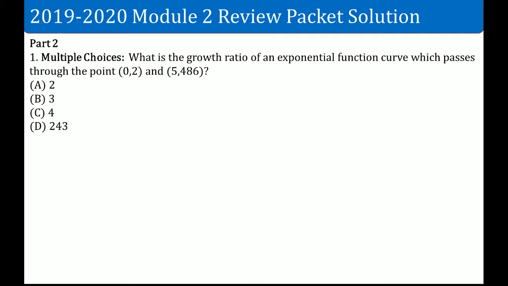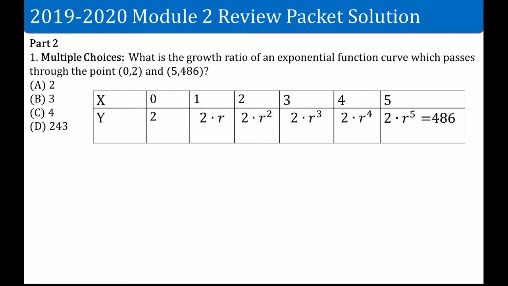Part 2, it's a multiple choice. What is the growth ratio of an exponential function curve which passes through the points (0, 2) and (5, 486)? To make it simple, I plug it in a chart to see. What I'm doing is I'm building off each y term based on the recursive. So it starts at 2, then the next one is going to be 2 times r, then it's 2 times r squared, then 2 times r cubed, because r is being multiplied over and over again.